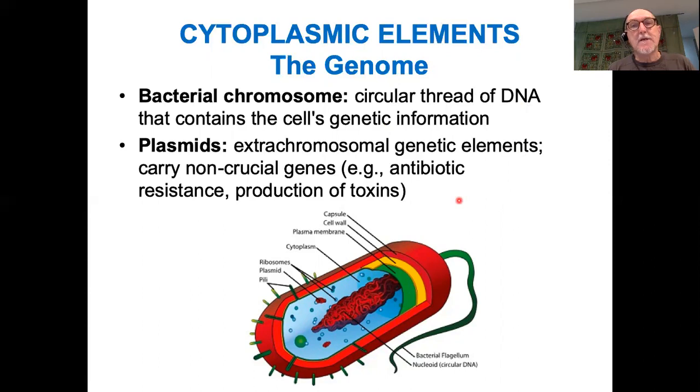The plasmids may carry very, very useful information, but they do not carry information which is essential to the normal functioning of the cell. It is additional useful information, but they are not crucial genes. All of those crucial genes, all the housekeeping genes and everything else, they are on the bacterial chromosome.